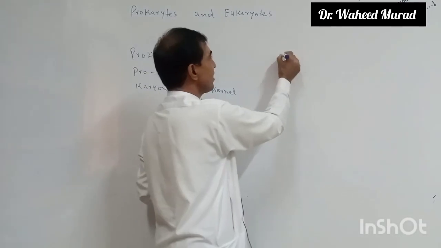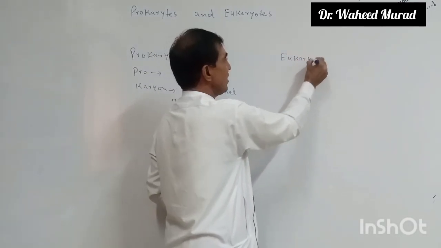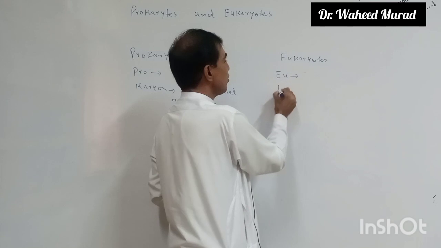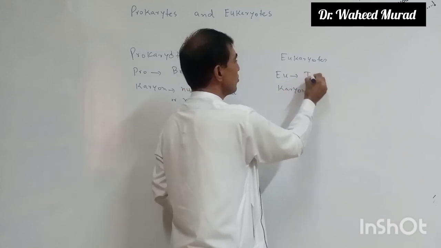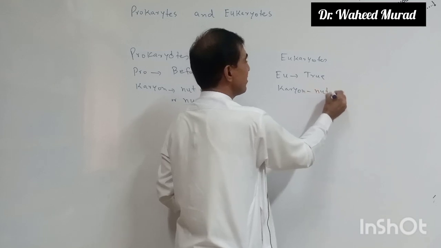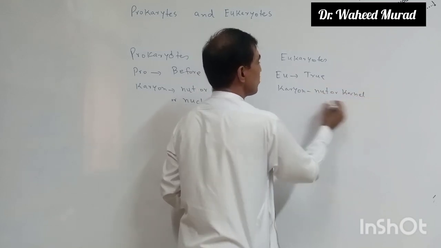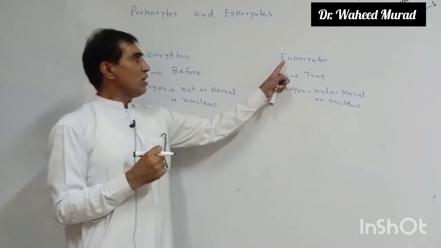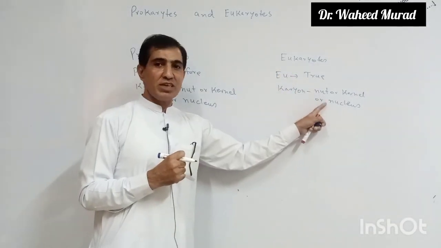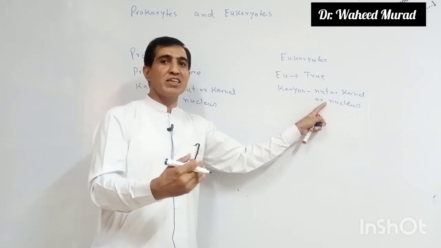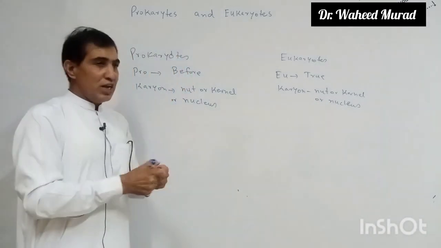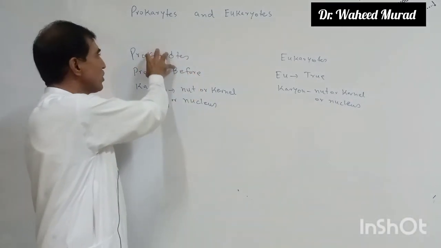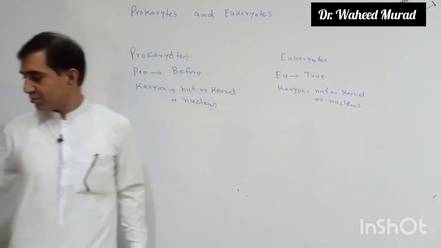And on the other hand, the second term is eukaryotes. Again, this term is a combination of two Greek words, eu and karyon. Eu means true. Karyon means again nut or kernel or nucleus. So combine both. What does it mean? Eukaryote. A cell with well-defined nucleus is called eukaryotic cell, and such organism is called eukaryotic organism. Now, this is a very simple difference. Let's come into the detail of the differences between prokaryotic organisms and eukaryotic organisms.